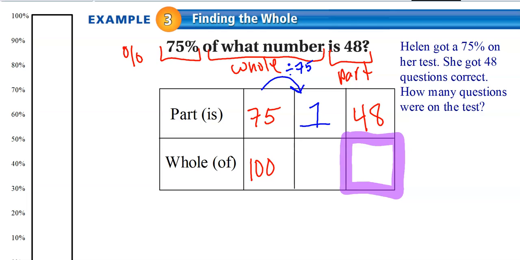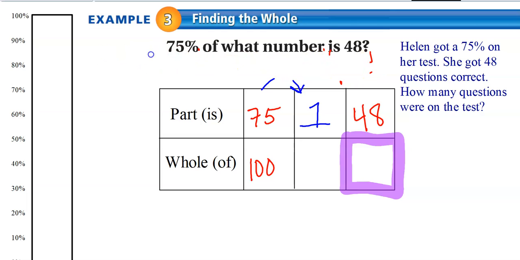I'm actually going to erase this part up here because it's getting in my way. So I just take the easy way out and I go, oh, well, if I go from 75 to 1, it is a divide by 75 pattern. And if I divide by 75 on the top, I'm going to divide by 75 on the bottom. So now I have 100 divided by 75. I put this into my calculator and I get a funky number that repeats.